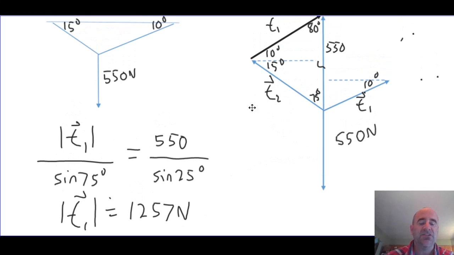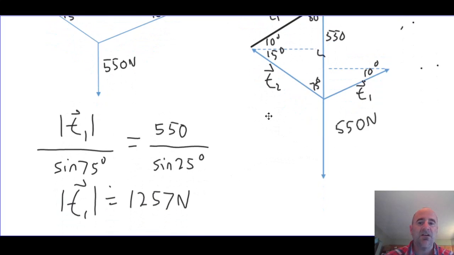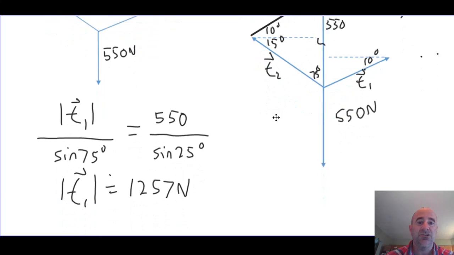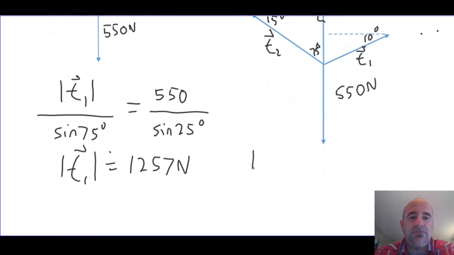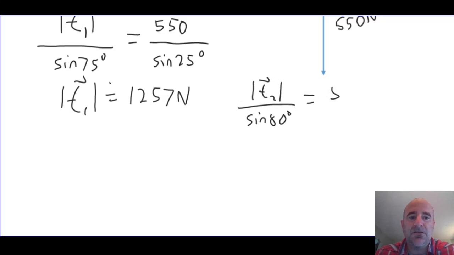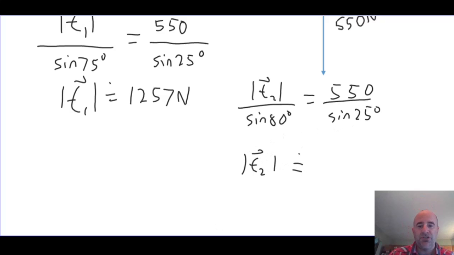It's the same idea. We use the sine law again. This time we are going to have to use 80, the angle opposite T2. So the magnitude of T2 divided by the sine of 80, again, is equal to 550 over the sine of 25. And if you figure that out, you should get about 1282 is what I have here.